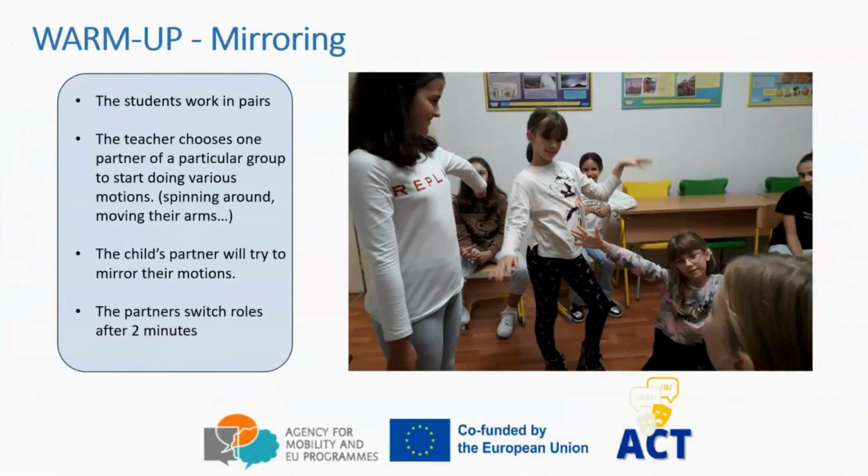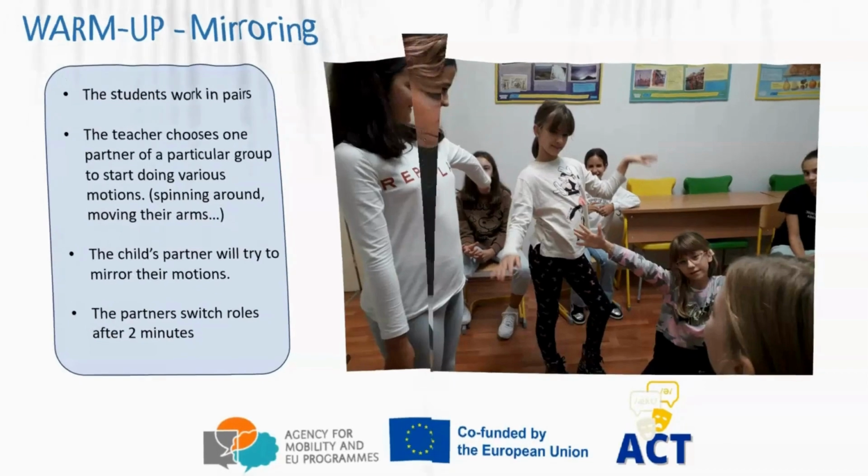Warm-up, mirroring. The students work in pairs. The teacher chooses one partner of a particular group to start doing various motions, spinning around, moving their arms, etc. The child's partner will try to mirror their motions. The partners switch roles after 2 minutes.